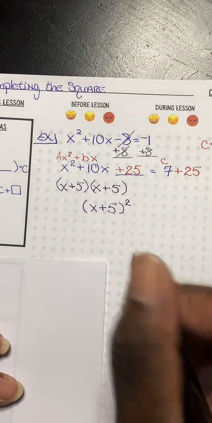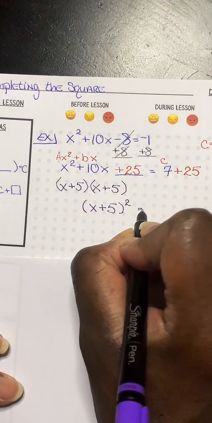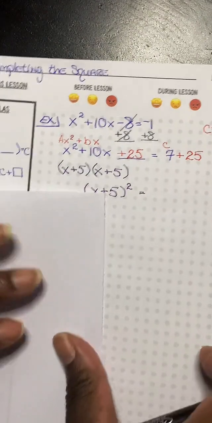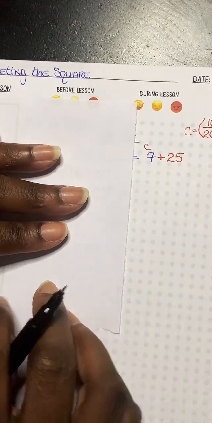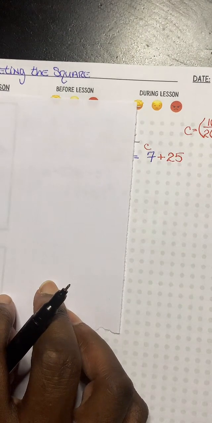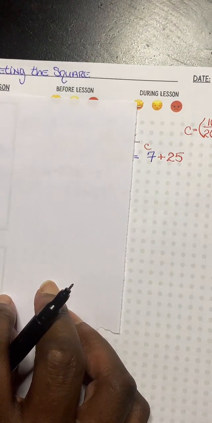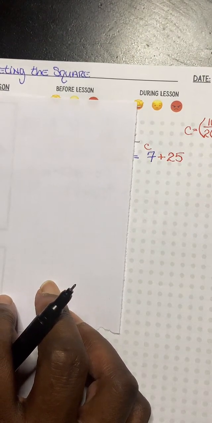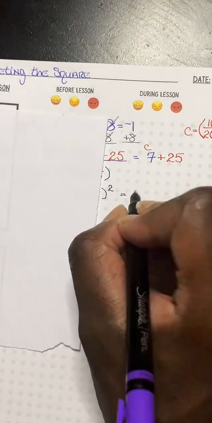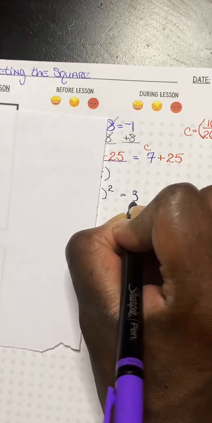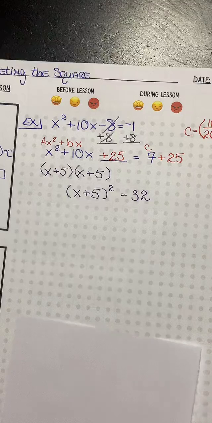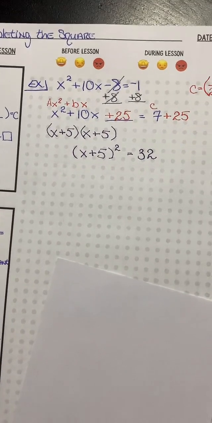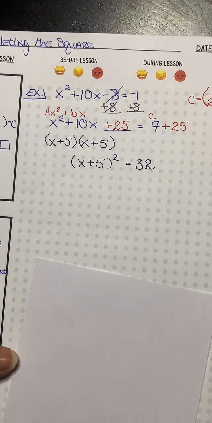Now, on the right-hand side, we have our equals, and we have our 7 plus 25. Getting kind of silly around here. So 25 plus 7 gives me my 32. So I'm just going to bring down that whole number of 32.